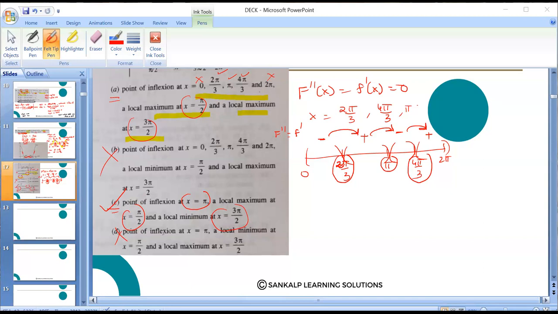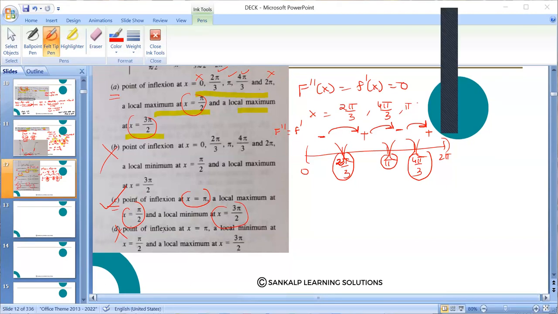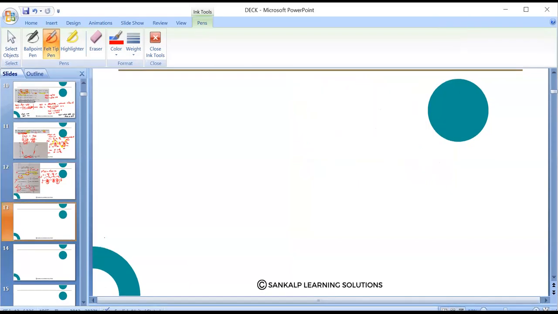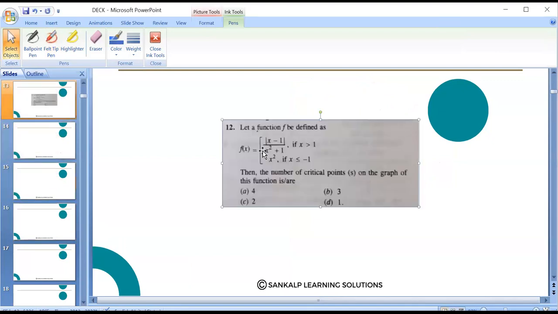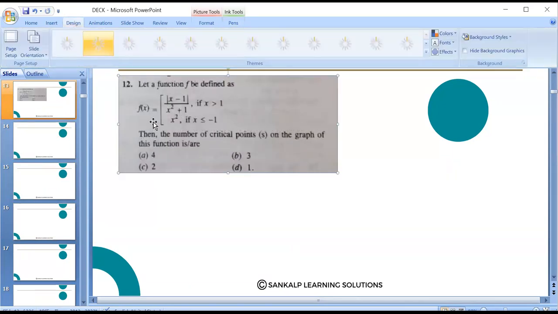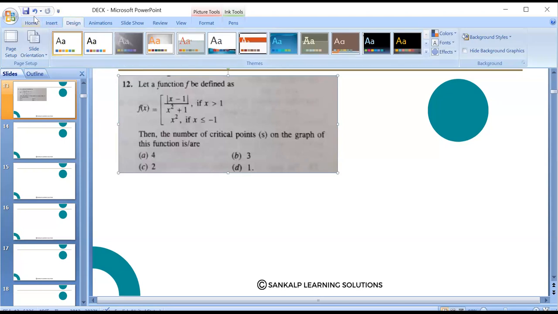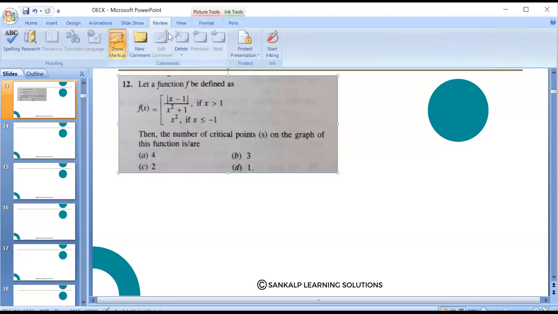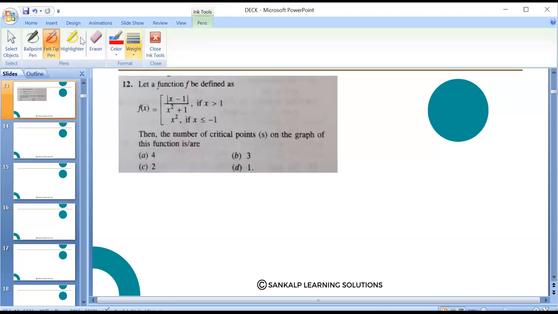Okay, next I will put question number 12. In question number 12, f of x, the piecewise function, is given. The number of critical points of this function, that is what you have to find.